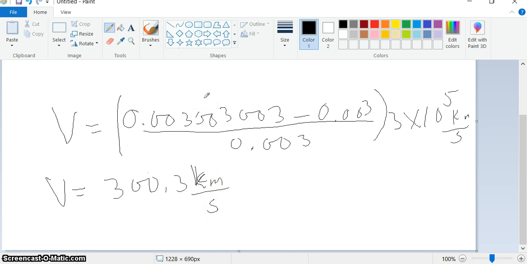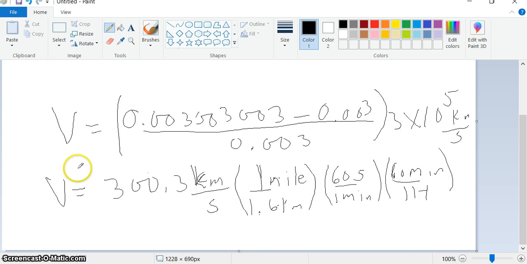Just to give you a sense, I'll leave it to you to do this if you want. 1 kilometer is, of course, I'm sorry, not 1 kilometer. Let's see, 1.6. I'm running out of time too. All right, so as I said, this is fine. Just come up with this 300.3 kilometers per second. That comes from that equation.